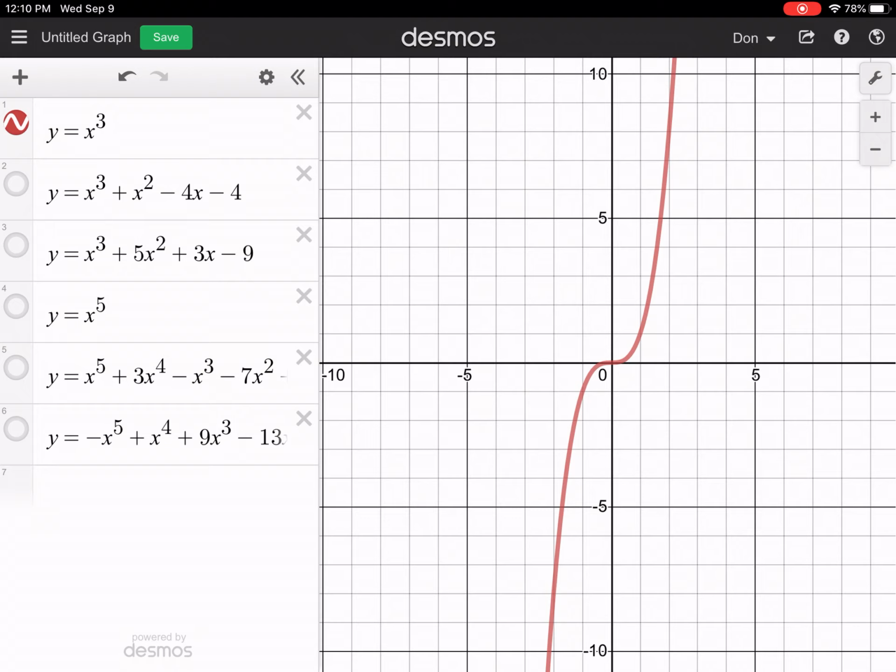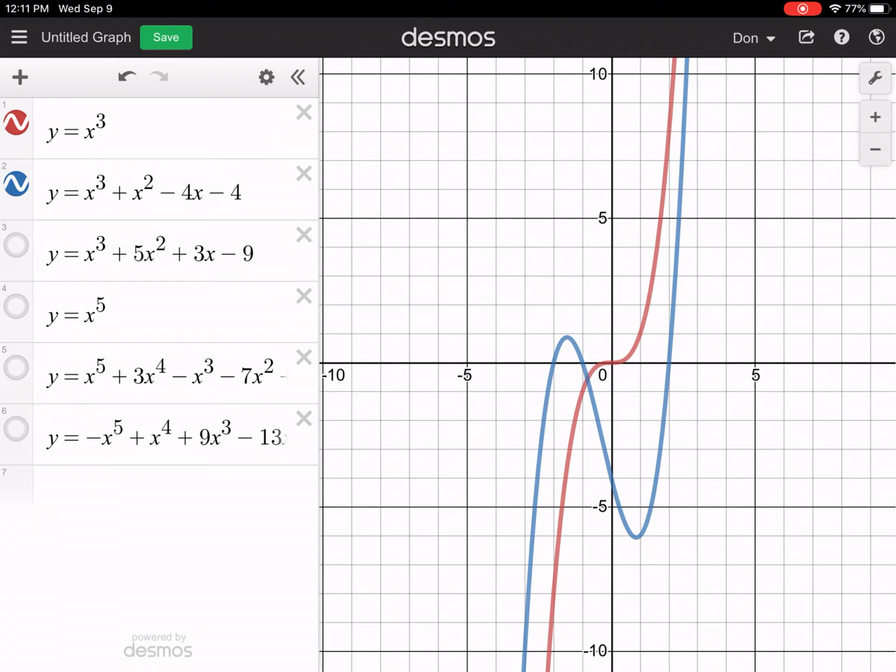So here's the graph of y equals x cubed. That's the parent function for a cubic. It's got that sort of swooping shape to it. I'm always going to refer to that as a swoop, because that's what I think of. So that's the first equation in that grouping. Here's the second equation. I'll just turn it on. So the blue one is the second equation. As you can see, I can toggle things on or off on Desmos.